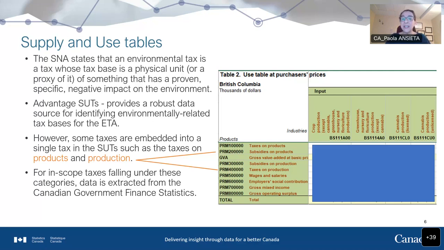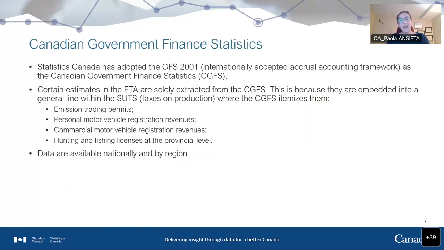Some tax bases included in the ETA are embedded in aggregate taxes on products or taxes on production lines, and therefore difficult to tease out. For these tax bases, the ETA extracts estimates from the Canadian Government Finance Statistics, or the CGFS tables. An example is the emission trading permits. The CGFS estimates produced by the Public Sector Statistics Division at Statistics Canada are available by region and by NAICS. Other estimates extracted from the CGFS are personal motor vehicle registrations, commercial motor vehicle registrations, and hunting and fishing licenses. However, because the ETA uses a slightly different industry classification system, the IOIC, estimates cannot be disaggregated at the industry level.